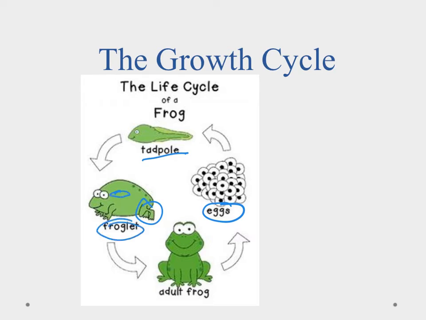We get a little baby frog, and then that frog will grow into an adult frog, and the adult frog will then reproduce by producing more eggs here, and we can see how that cycle will continue around and around and around.